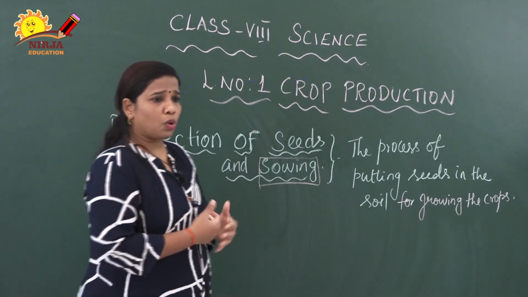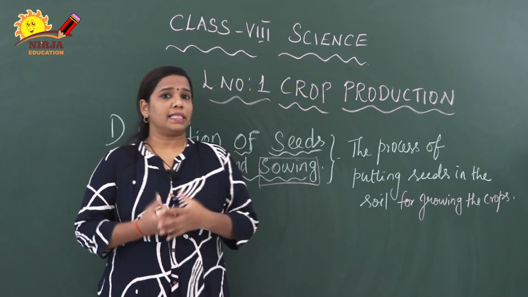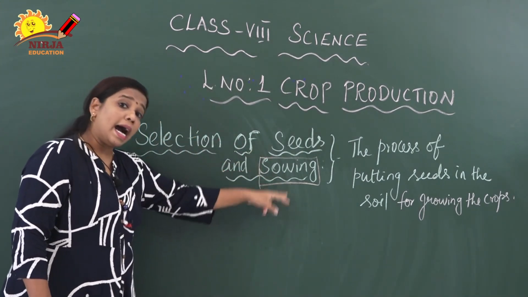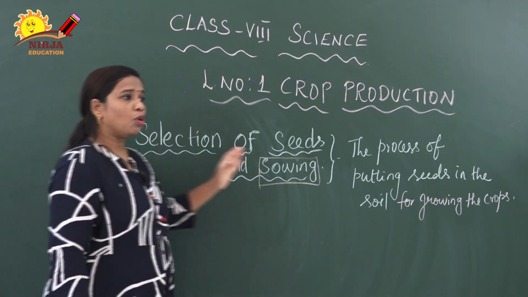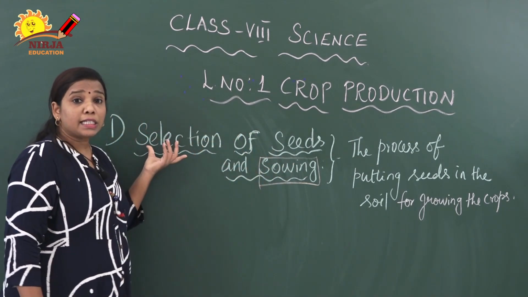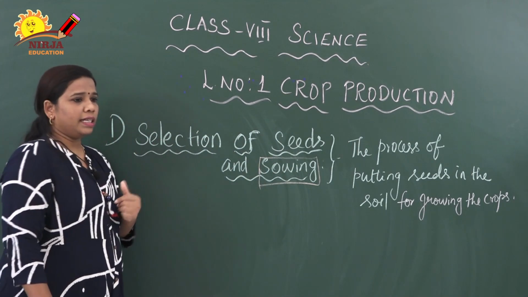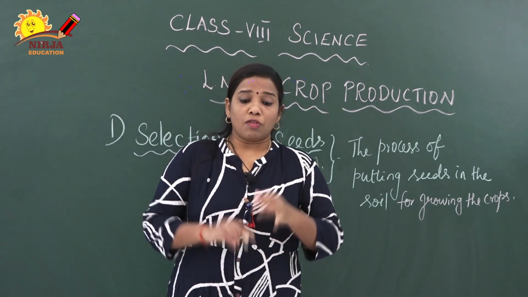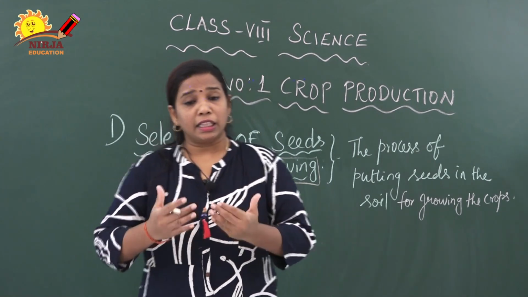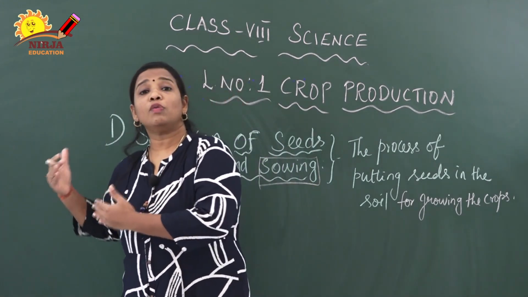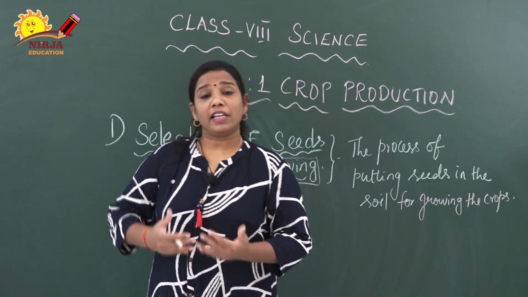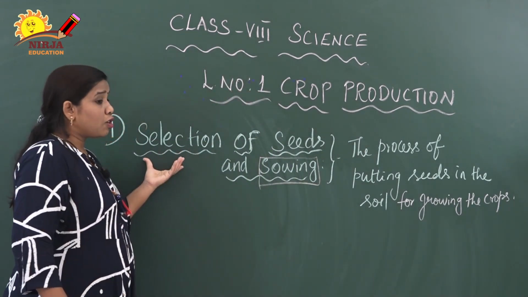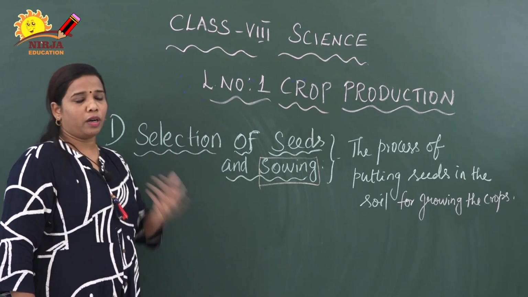Now, before sowing the seed, we should select the seed. That is the reason it is mentioned here: selection of seed and sowing. Why do we want to select the seed? Because whenever we select the seed well, only then can we get a very good harvest, and more harvest too. That is the reason the selection of seed is very important.